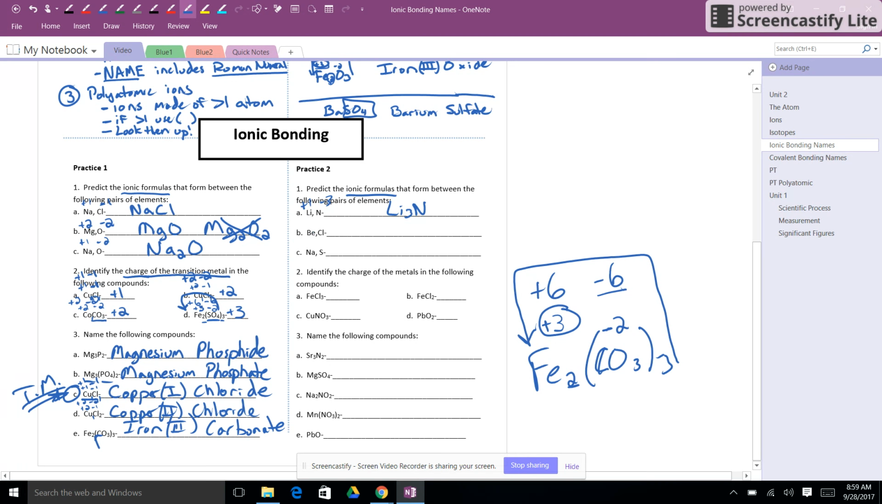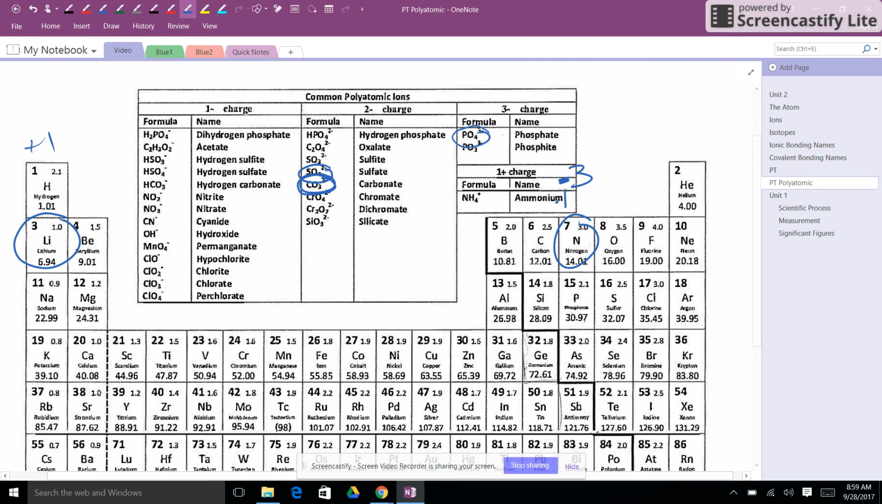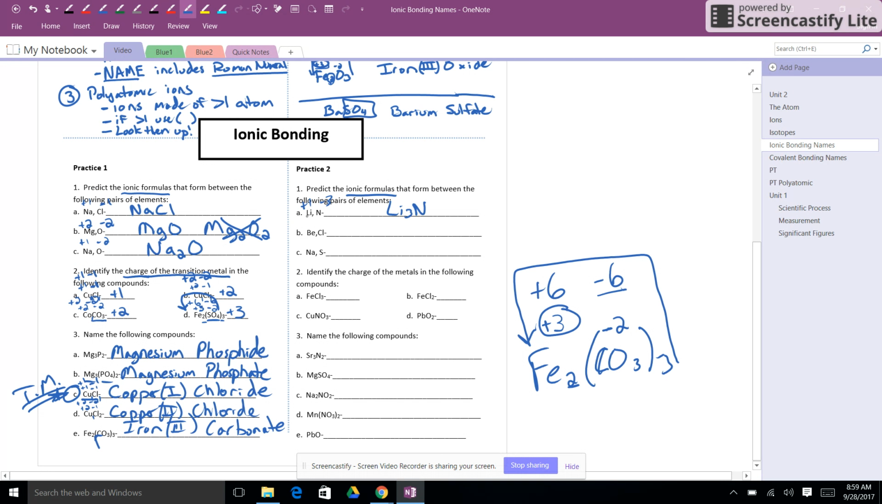Okay, what about beryllium and chlorine? So beryllium is in the alkaline earth metals. These are +2. Chlorine is in the halogen group. Those are -1. They like to gain 1 electron to become stable. So we have a +2 and a -1. To balance out these charges, we're going to have 2 chlorines and 1 beryllium.